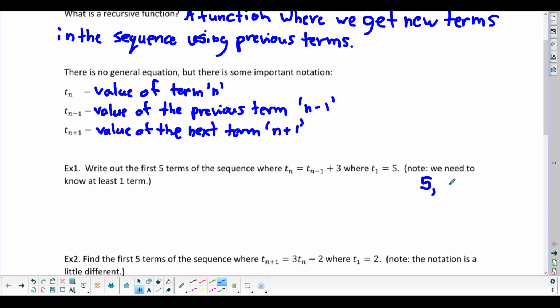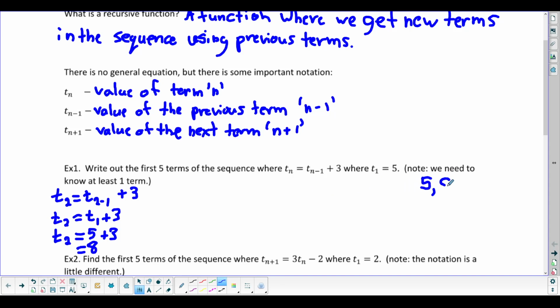If we want to find term 2, we would plug in n as 2. So let's see what happens when we do that. We get t2 is equal to t of 2 minus 1 plus 3. We can do a little algebra. t1 is just the value of term 1, which is 5. So we'll substitute that in. t2 equals 5, the value of term 1, plus 3 is 8.